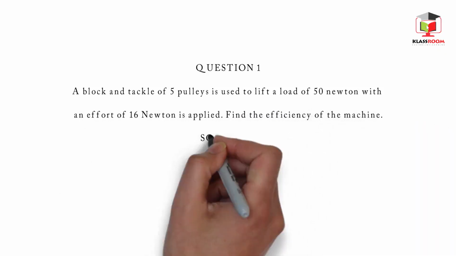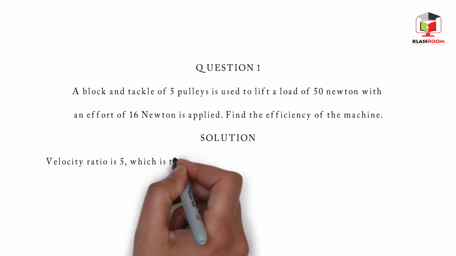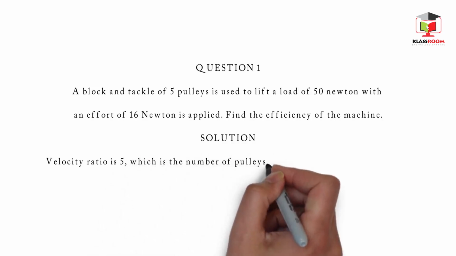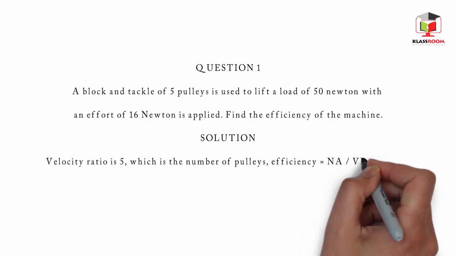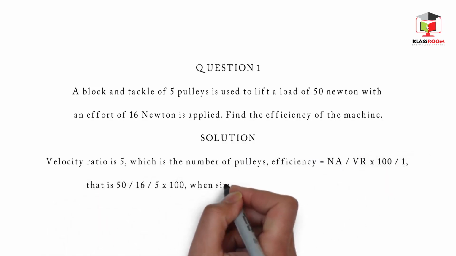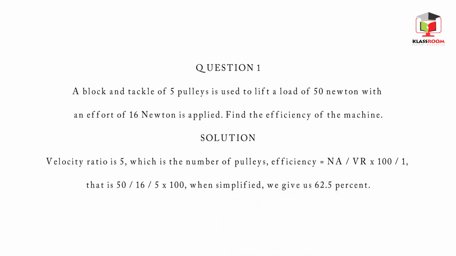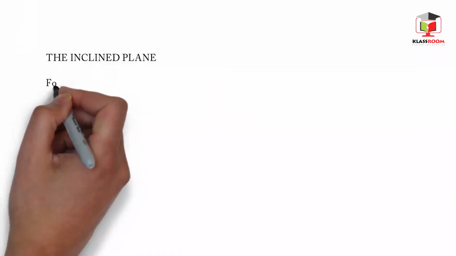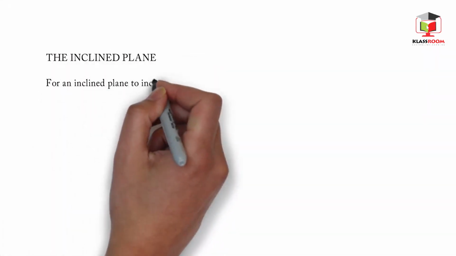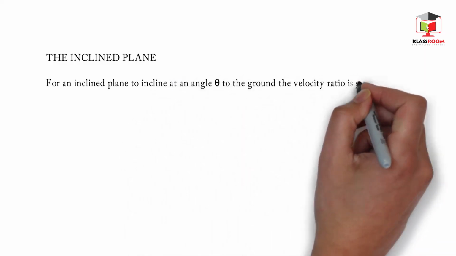Solution. Velocity ratio is 5, which is the number of pulleys. Efficiency equals MA over VR times 100 over 1. That is 50 over 16 over 5 times 100. When simplified, this will give us 62.5%. The inclined plane. For an inclined plane inclined at an angle theta to the ground, the velocity ratio is given as 1 over sine theta.